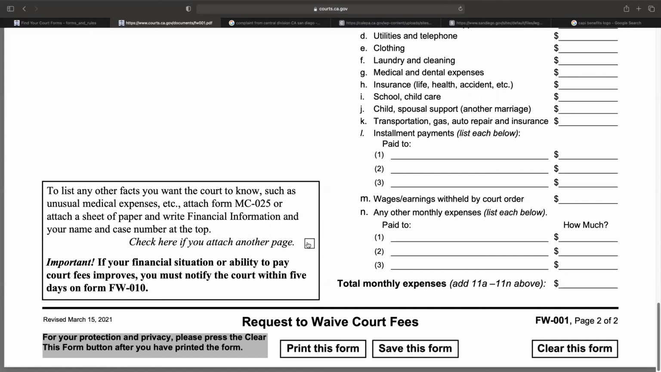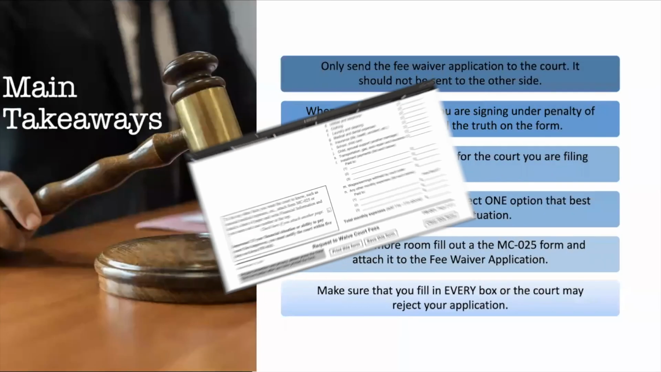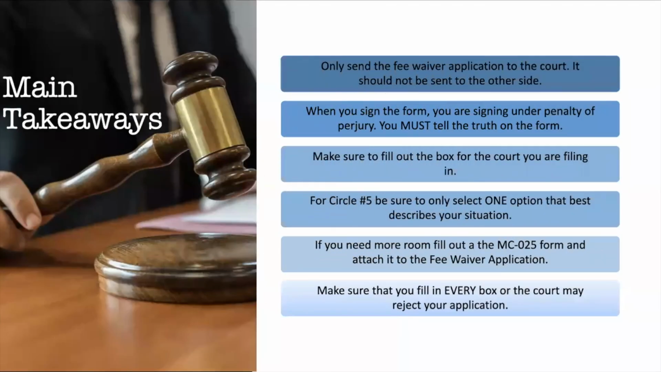There are many different rulings that the court could issue. 1, it could waive all court fees. 2, it could waive some of the court fees. And 3, it could grant you a payment plan to pay those court fees. If you disagree with the ruling that the court has made, you are able to have an opportunity to challenge the decision.